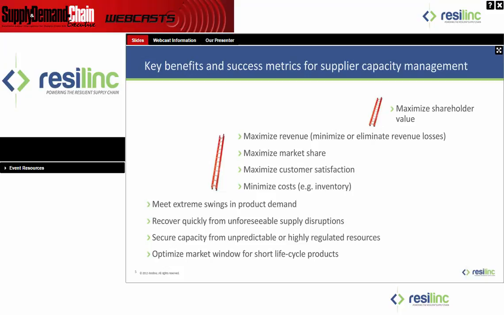Sumit, it sounds like one of the key benefits of a solution like this is that you can really sell this as managing positive risk and not just negative things that are happening. So in terms of protecting revenue, positive demand fluctuations as opposed to negative. Is that something that you would agree with?